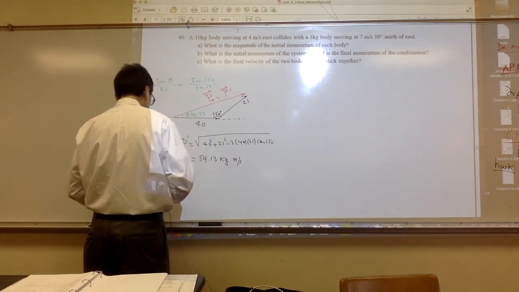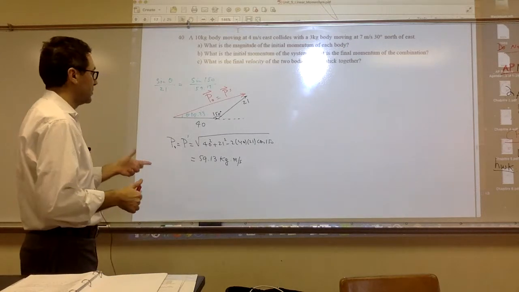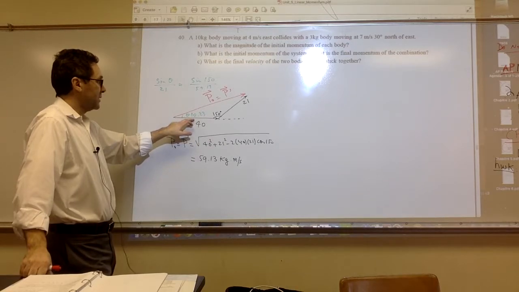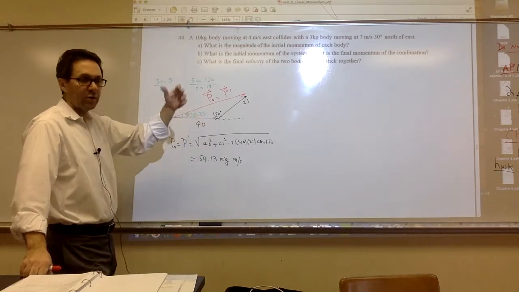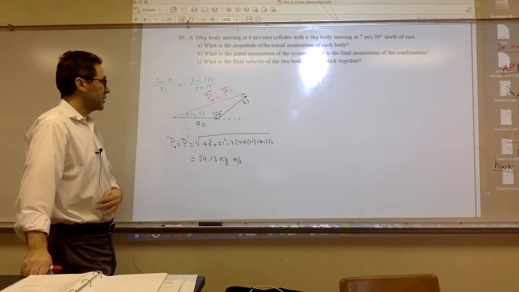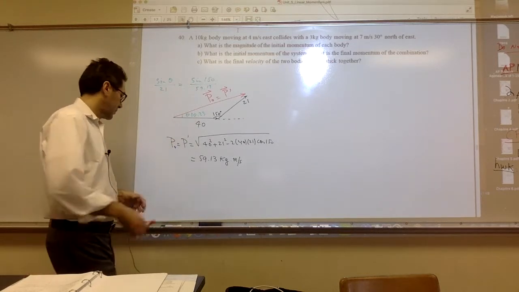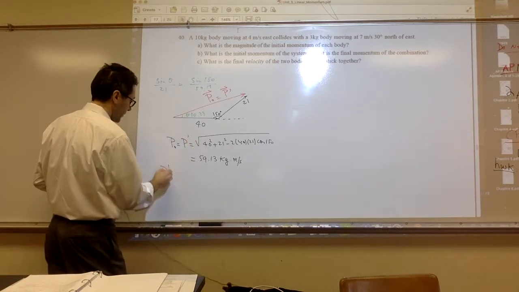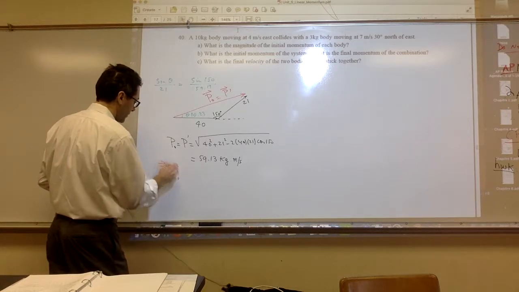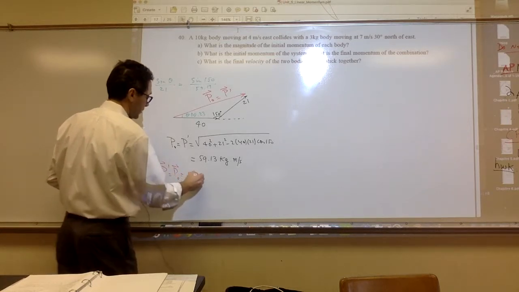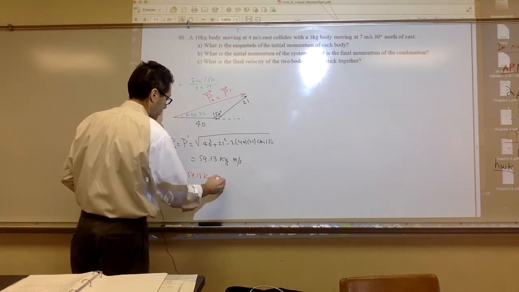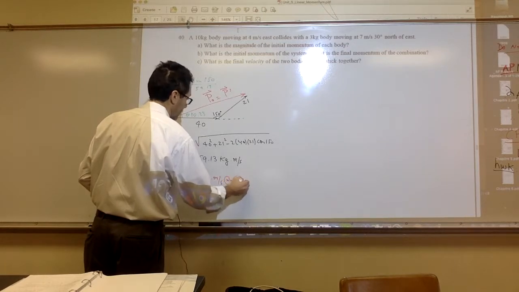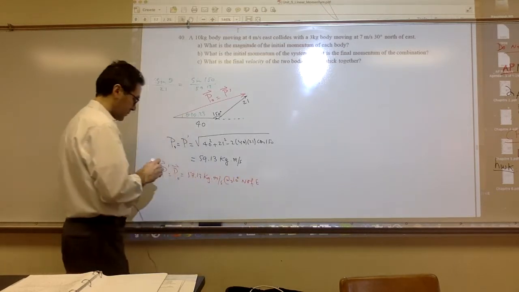Okay, so I have to make sure that it makes sense, because if it doesn't, I have to pick the supplement. And here you can see that the supplement won't make sense, because the supplement of that is 170, and if that's 170 and that's 150, you already passed 180. So I wouldn't even check in this case, but sometimes you have to. So the P final equals the P initial as vectors, 59.13 kilograms meters per second at about 10 degrees north of east.